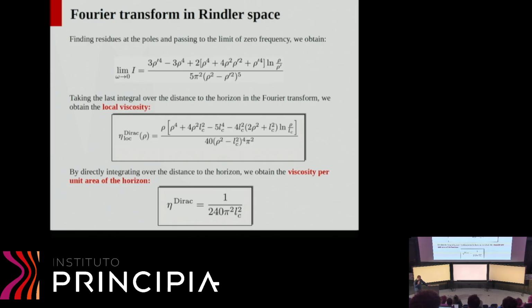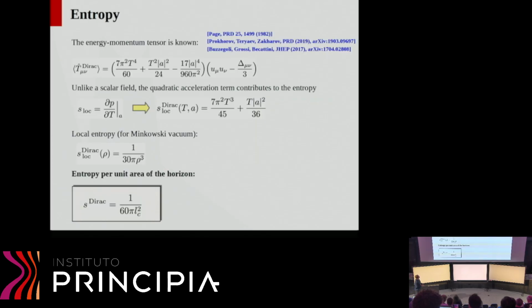Then we find the limit of zero frequency from the Kubo formula. And finally, we obtain such a formula for local viscosity at some distance from the horizon, which then can be integrated to obtain such a formula for viscosity per unit horizon area.